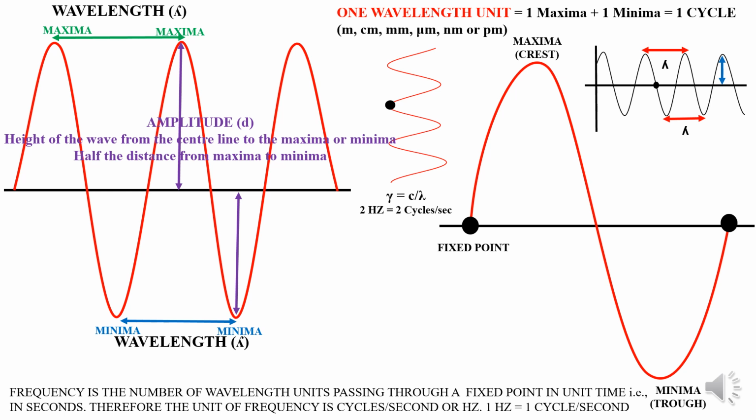Now frequency is given by the equation c by lambda, where c represents the velocity of light in vacuum, that is 3 × 10 to the power of 8 meters per second, and lambda represents the wavelength.